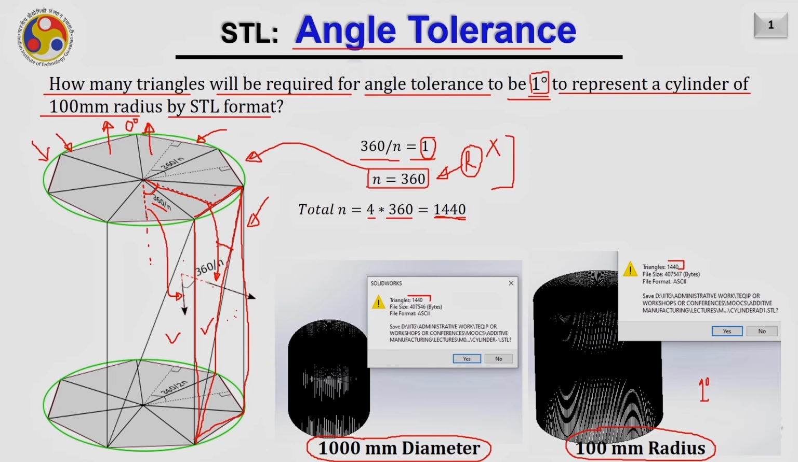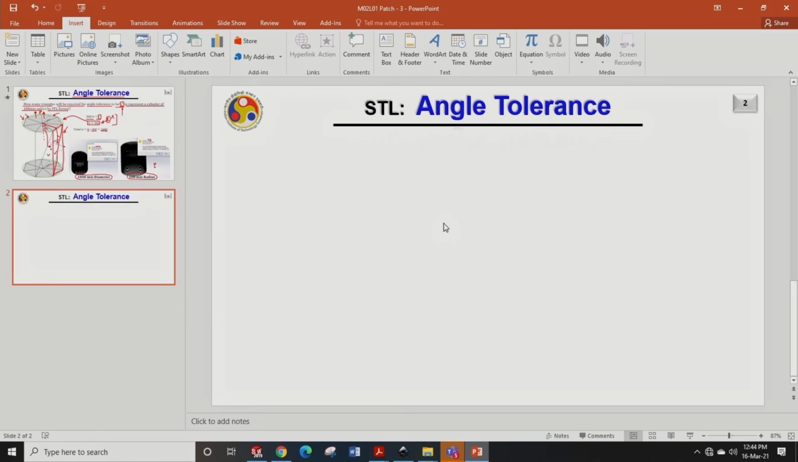You can also try this example by using a CAD package, and keep the angle tolerance 1 degree for a cylindrical object. For any radius, you will get the same answer. So now let me show you the same thing with the help of a CAD model.